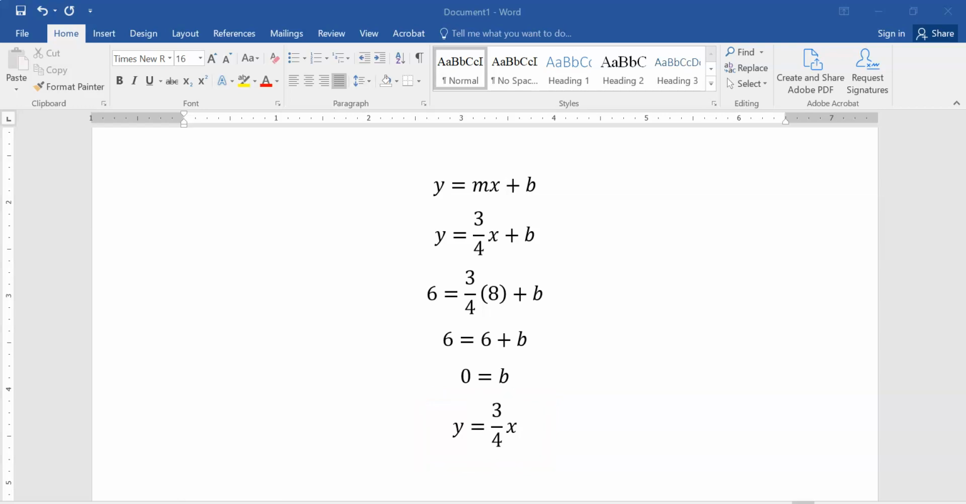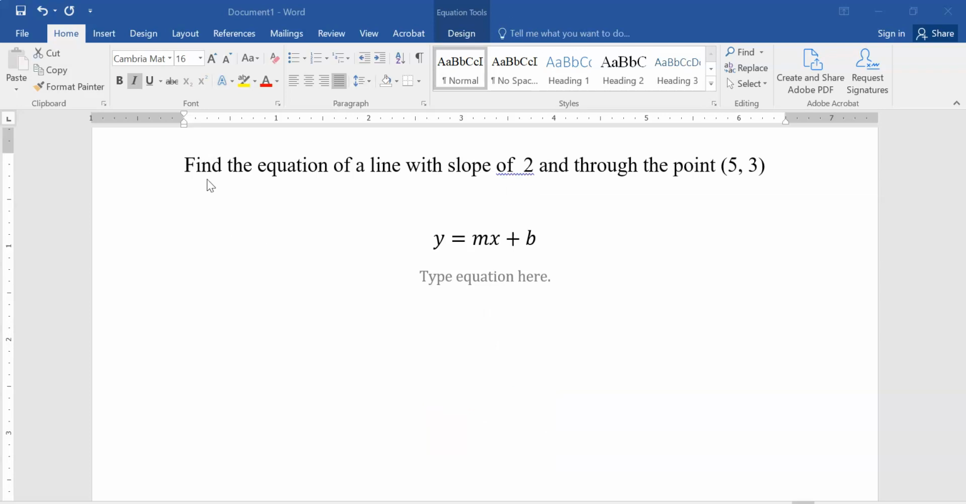So let's try another one. This next one says, again, I've made this up, find the equation of a line with slope of 2 and through the point 5, 3. So slope of 2. We start out, I always like rewriting y equals mx plus b just because it tells me what I need. And then my next line is saying, well, m has to be 2. So y equals 2 times x plus b.